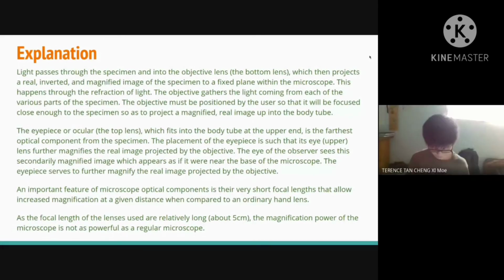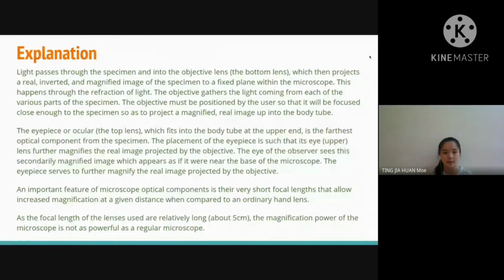Light passes through the specimen and into the objective lens, which projects a real, magnified image of the specimen to a fixed plane within the microscope. This happens through the refraction of light. The objective gathers the light coming from each of the various parts of the specimen. The objective must be positioned by the user so that it will be focused close enough to the specimen, so as to project a magnified real image up into the body tube.